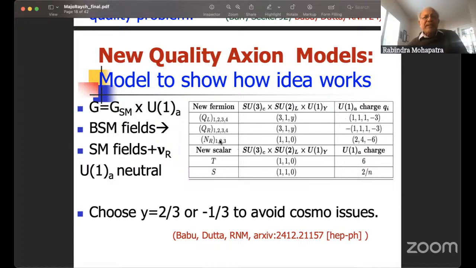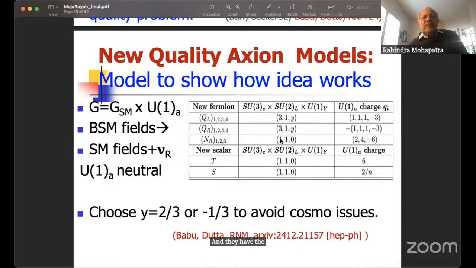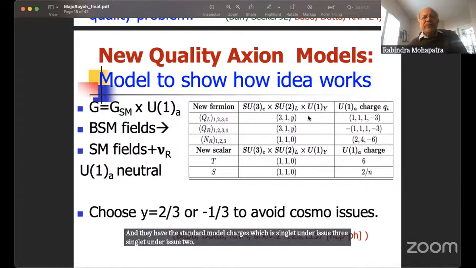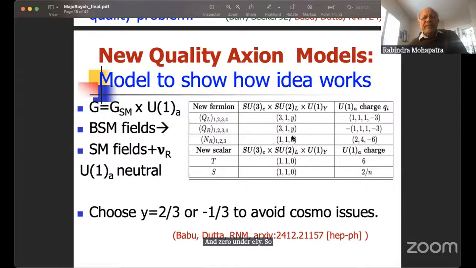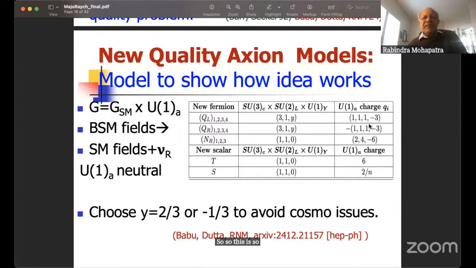And then to cancel the anomaly, we take some singlet fermions, like right-handed neutrinos, but there are 1, 2, 3 of them, and they have the standard model charges, which is singlet under SU(3), singlet under SU(2), and 0 under U(1)_Y. So this is completely neutral under the standard model. And then you have got the U(1)_A charges, you choose them as 2, 4, and -6. So it turns out that it is this combination which is completely anomaly free. Okay. So this is sort of accident and miracle.